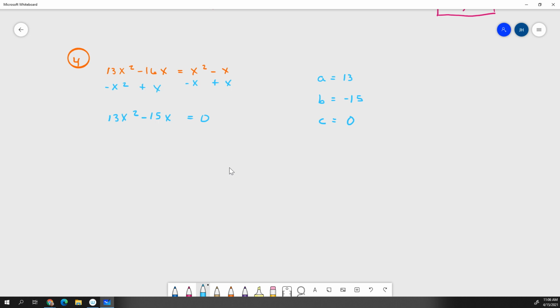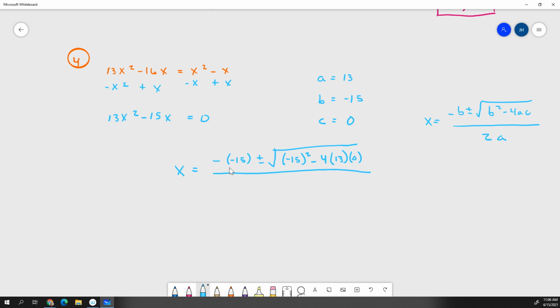So when we go to plug it into the formula here, I'll write the formula over here so you can remember it. x equals minus b plus or minus the square root of b squared minus 4ac, over 2 times a. Right? And now we're just plugging things in. So we've got our x equals minus b. Well, b is negative 15, so it's minus negative 15, plus or minus the square root of negative 15 squared minus 4 times 13 times 0. And that times 0 makes things a whole lot easier because this whole end piece just becomes 0. Over 2 times a, which is 2 times 13, right?